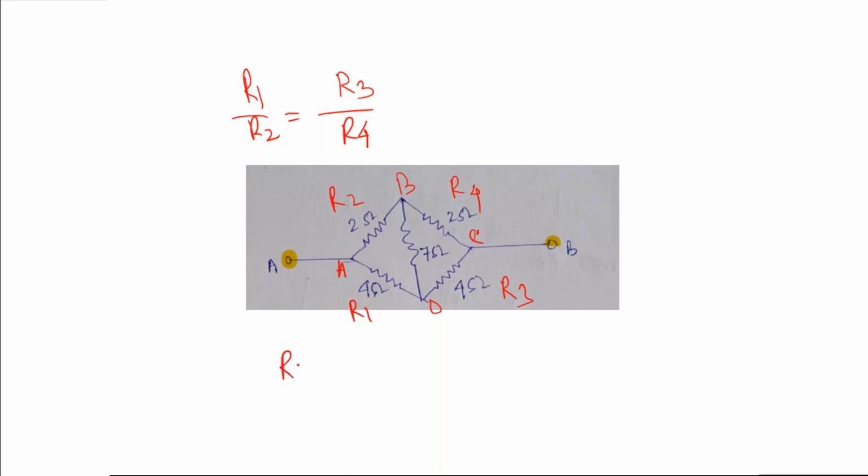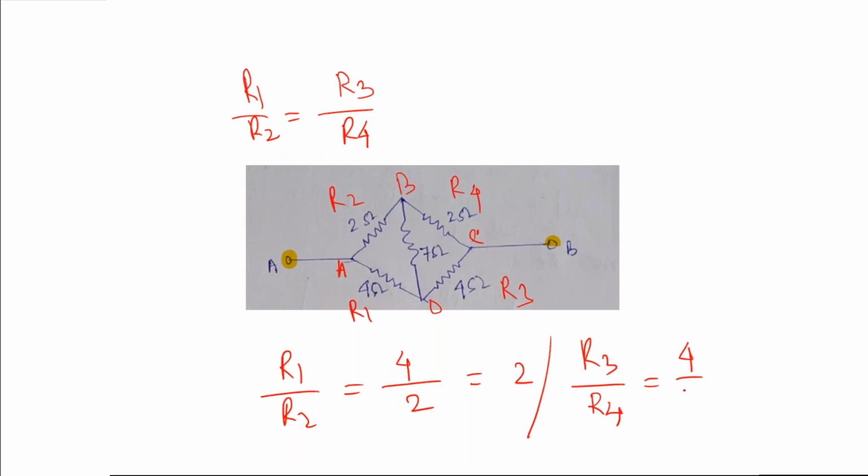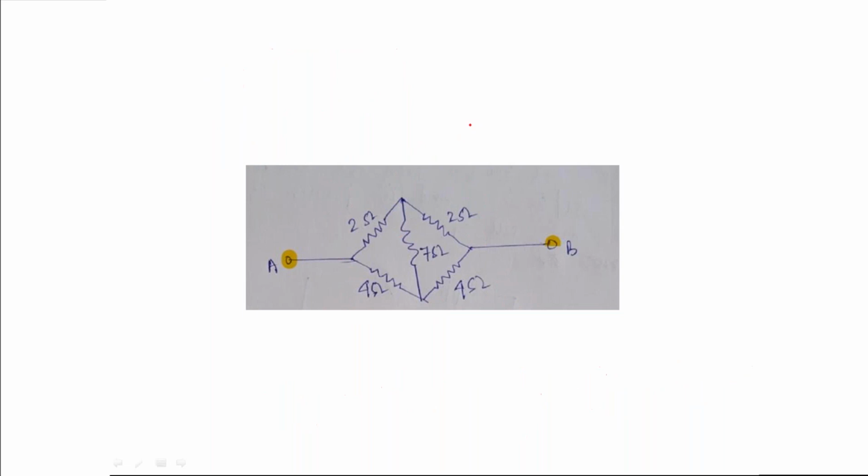So you take the ratio and see whether R1 by R2 is equal to R3 by R4. What is R1 by R2? R1 by R2 is 4 by 2, so this is actually 2. What about R3 by R4? R3 by R4 you can see also will be 2. So this is satisfied now. R1 by R2 is equal to R3 by R4. That means the bridge is at balance condition.